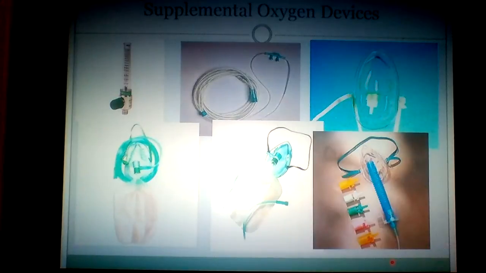Let's talk about the nasal cannula. So when we're deciding to give our patient supplemental oxygen, the first thing we need to take into consideration is the patient's mobility, the importance of humidified oxygen, the comfort, and what is our goal? What are we trying to achieve by giving them the oxygen? How much oxygen do they actually need?